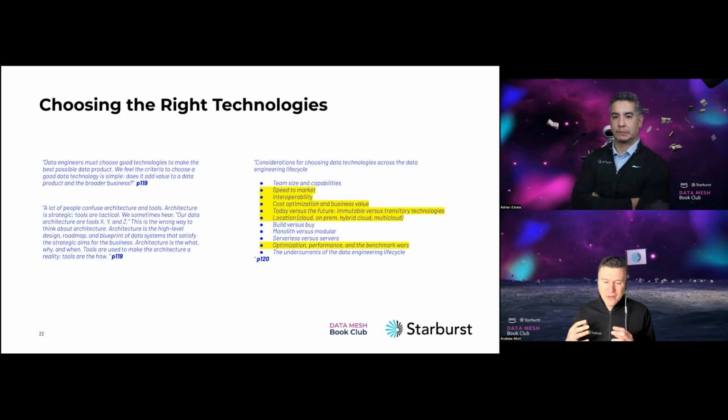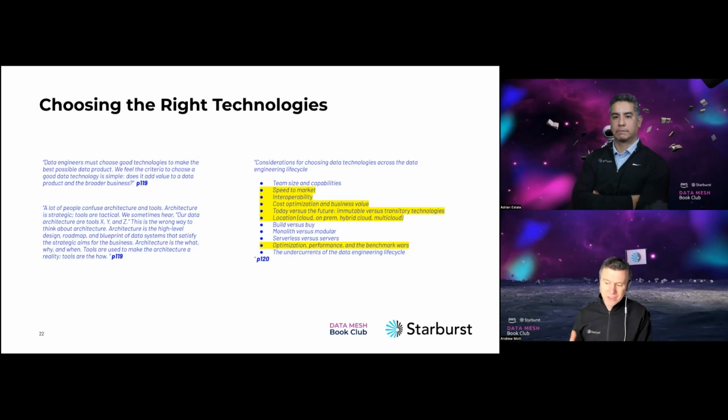And what do we do with that, right? And choosing technology that enables us to operate with the data distributed in that way over the long term, when we're talking about immutable rather than just transitory technologies. I think that is a really interesting and important sort of thought process to go through.